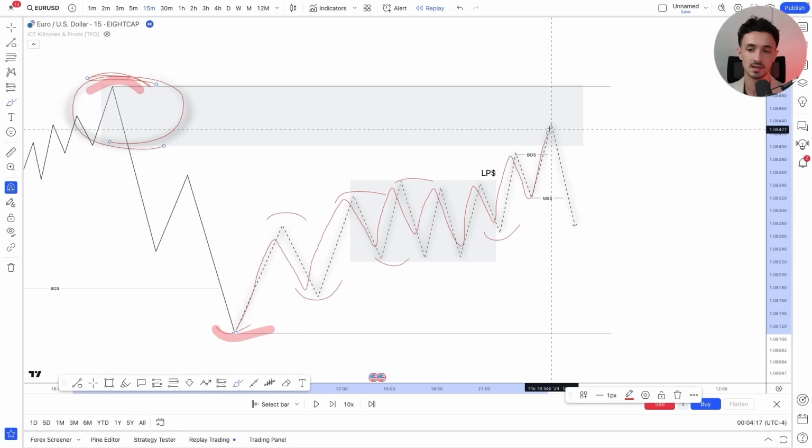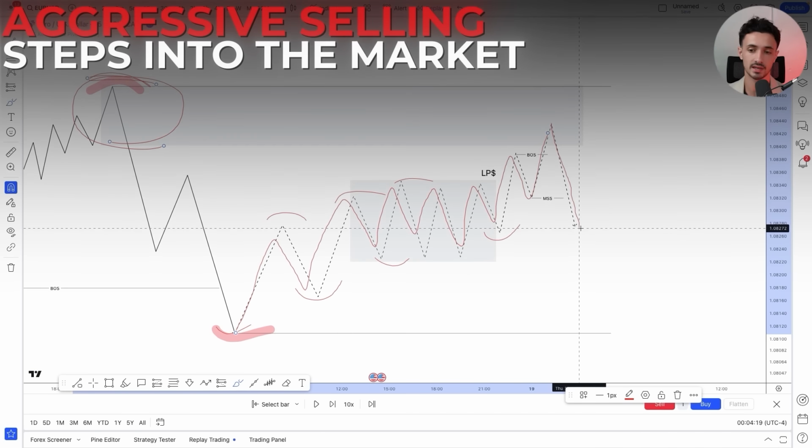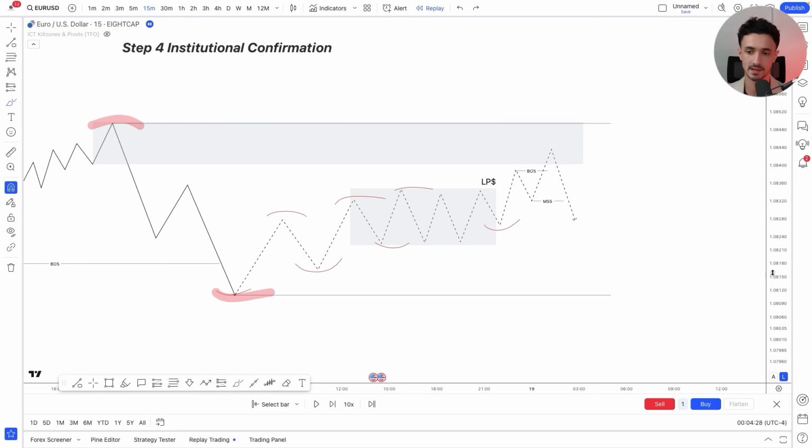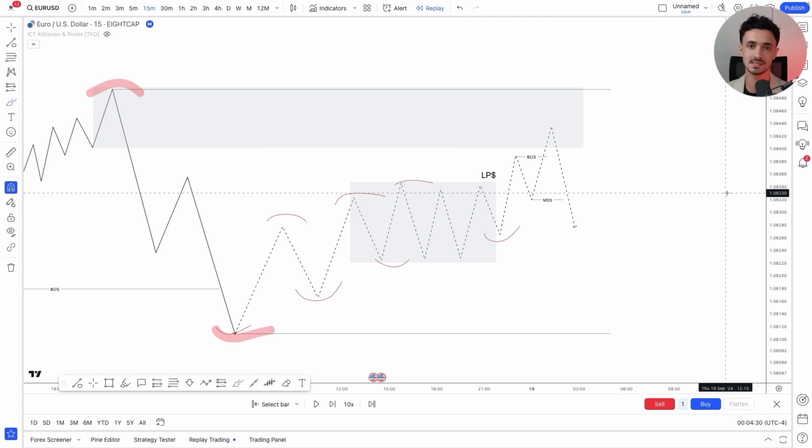And then what happens? Aggressive selling steps into the market and takes over. And the low that buyers were just previously protecting has now been shifted. That's a market structure shift. Therefore, what is expected? Lower prices. It's quite simple. Essentially, the market only moves off supply and demand.